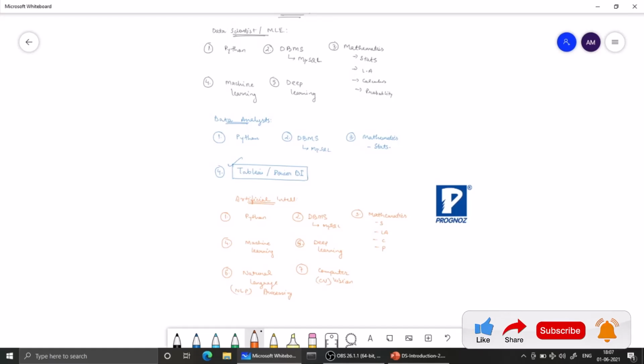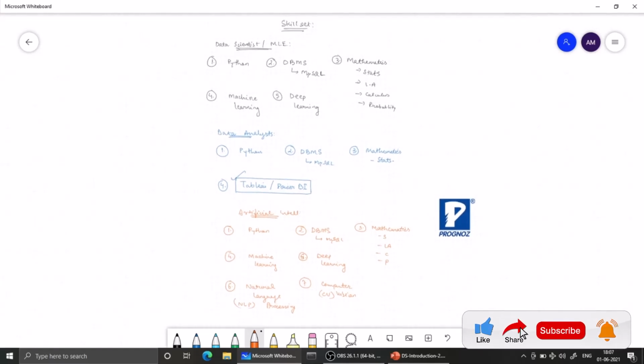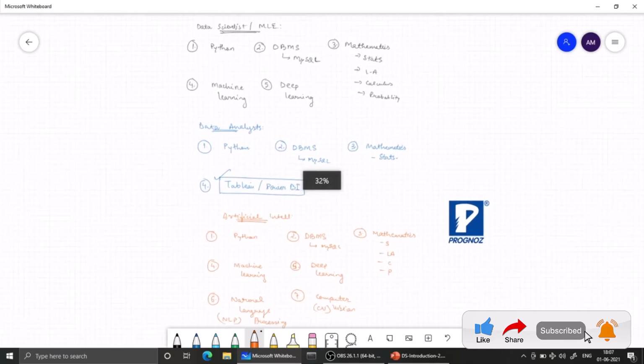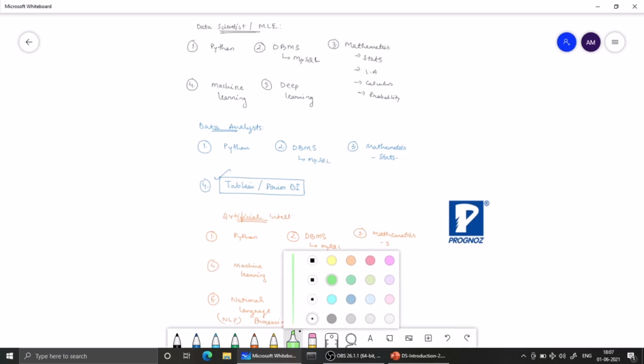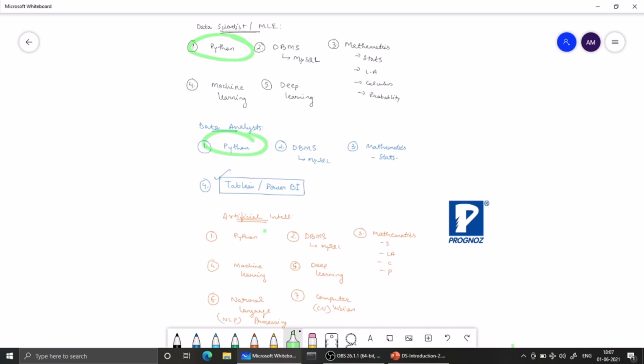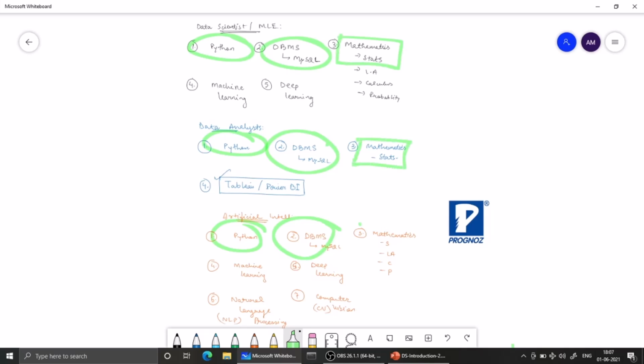all of them. For example, if you look closely here, Python is the bare minimum for all, right? Python is the bare minimum for all. So Python is here, Python is here, Python is here as well. Similarly, database management systems, the overlapping part. Mathematics also to some extent, I can say. To some extent, mathematics as well.